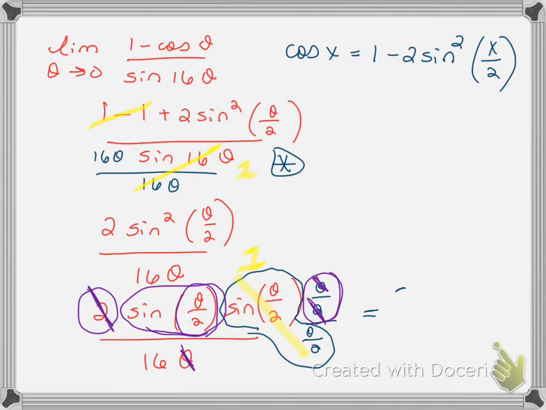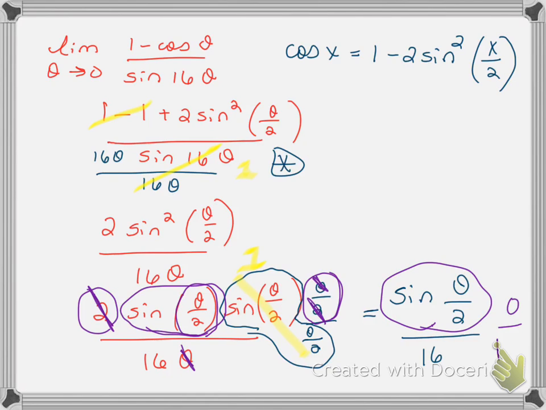So now we are left with the sine of theta over 2 all over 16. All right, and so now we're in good shape because we have a non-zero denominator, and we can just evaluate the sine of 0 here, and we end up with 0 all over 16, which of course is just 0.